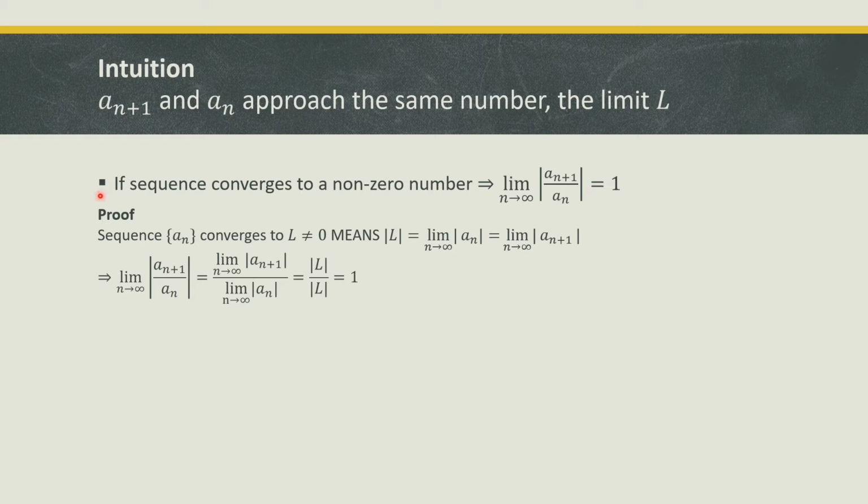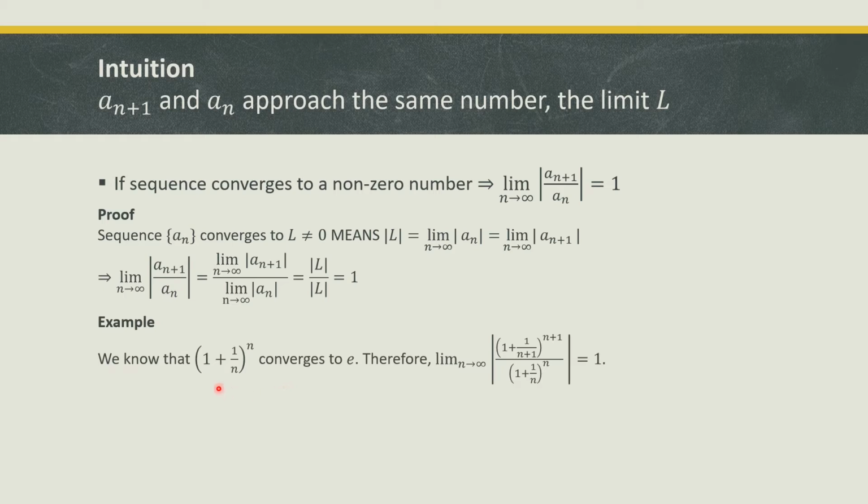Now let's show an example of what we mean by this statement. So for example, we know that this sequence converges to e, and therefore if we take the limit of the ratio of the n plus first term to the nth term, so the numerator here is the n plus first term, or a sub n plus 1, so that becomes like this, and the denominator is just a sub n. And what this statement says is that the limit of this whole expression here must be 1.